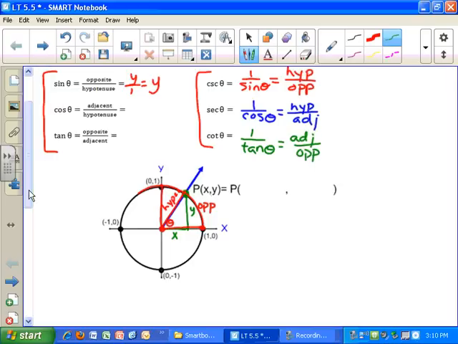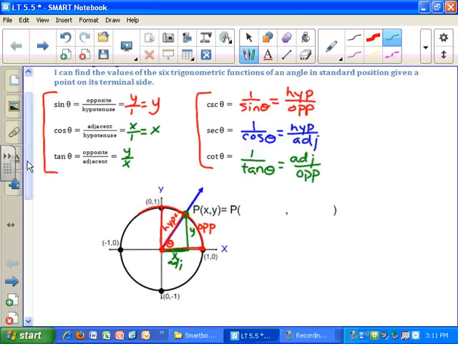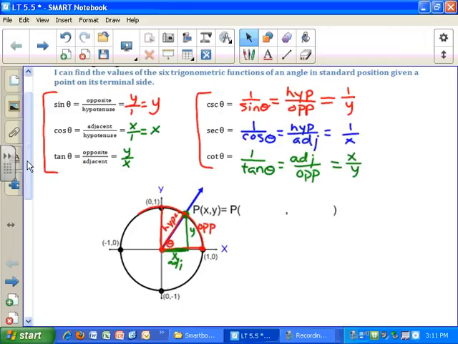Likewise, we can do that with the cosine of theta. So if the cosine of theta is adjacent over hypotenuse, we would say that the adjacent side is x, the hypotenuse is 1, and so we can say that cosine of theta is just the x value. And then tangent of theta, opposite over adjacent, would be y over x. We can't really simplify that any farther. To list these last three values, we would have 1 over y, 1 over x, and x over y for the cosecant, secant, and cotangent.